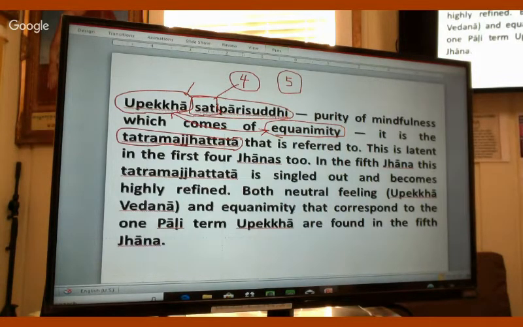So this is latent in the first four jhanas too. The first four jhanas means the first jhana to the fourth jhana also. Tatramajjhattata is working. But in the fifth jhana, Tatramajjhattata is singled out, and we say Upekkha here. Here, maybe you are confused. The Buddha used many different words. Here, Upekkha is the Tatramajjhattata. The Tatramajjhattata is one kind, and the Upekkha is a different kind.